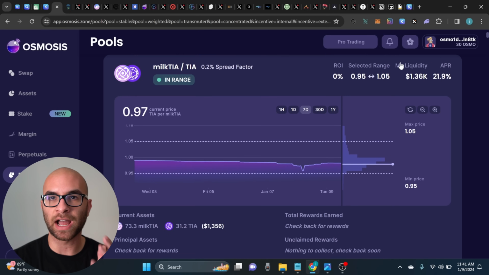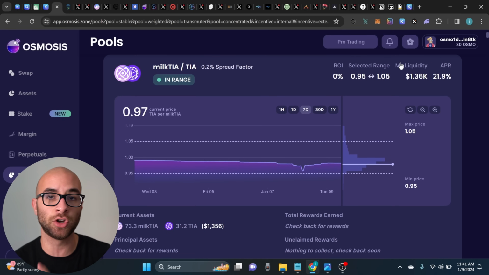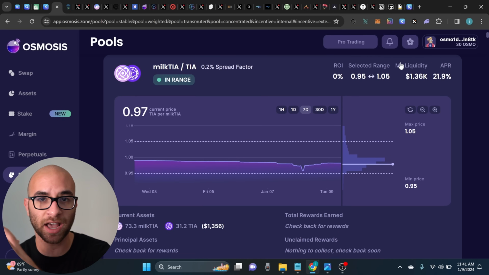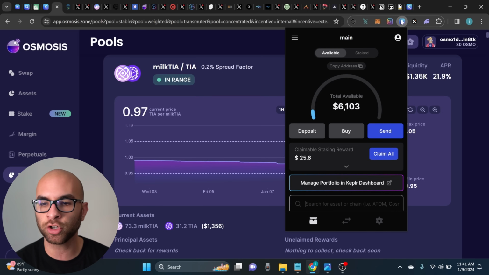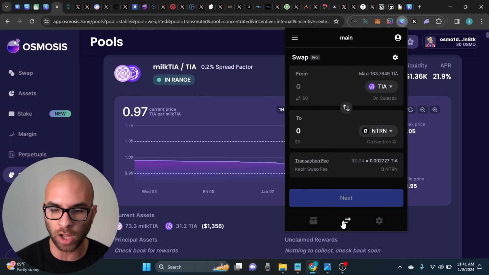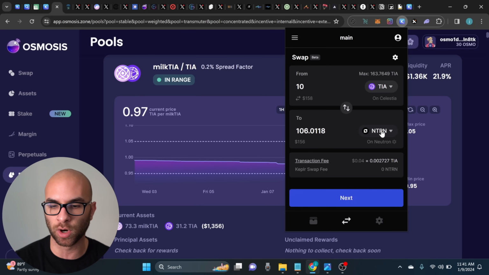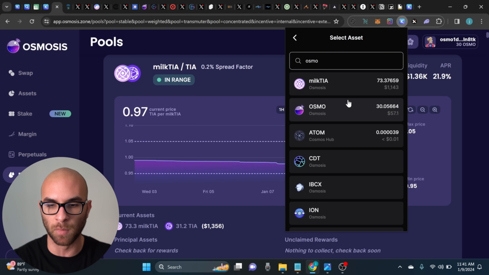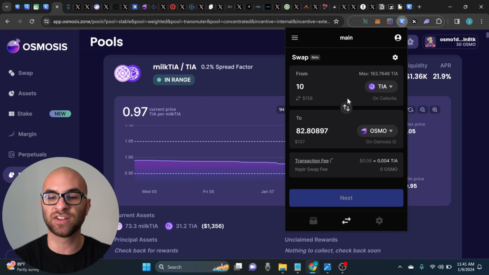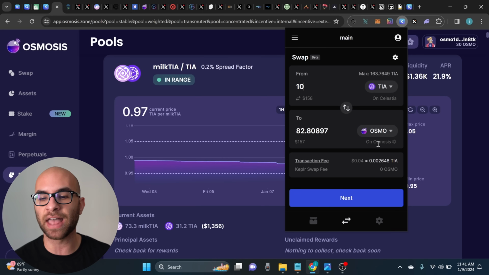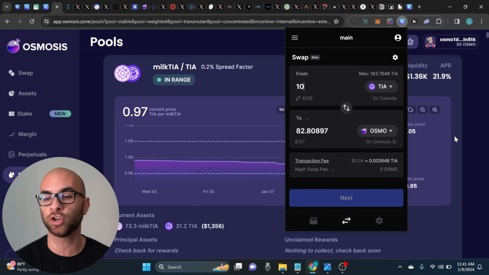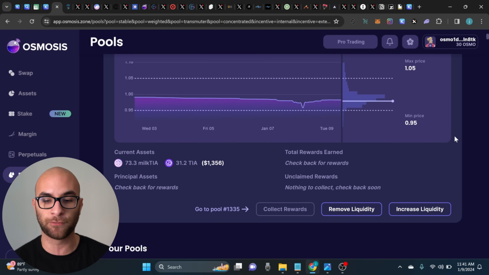Now, in order to start providing liquidity, there are a couple things that you guys have to know about this pool. Because this is on Osmosis, you're going to need Osmo tokens in order to handle the gas. So in order to do that, guys, you can actually go to your Keplr wallet, you can go to the swap tab in the middle, and you can now swap any sort of token over to this Osmo token. Now, the big thing is when I'm doing the swap, I want to make sure that this Osmo token is actually on Osmosis, which it is. Once I've done that, I now have Osmo tokens in order to actually provide the gas for liquidity.